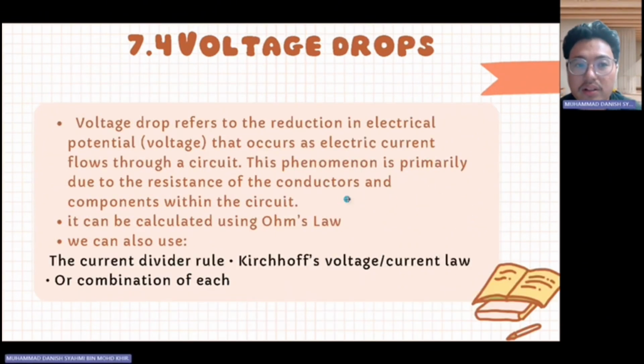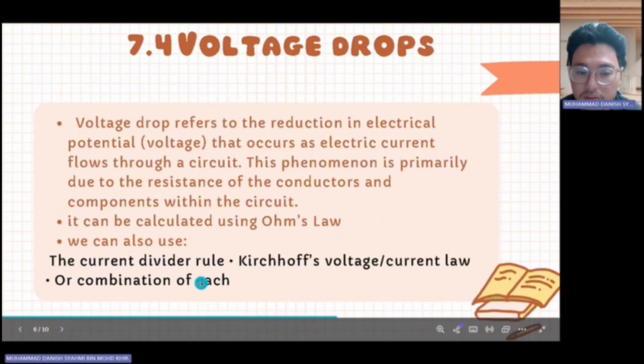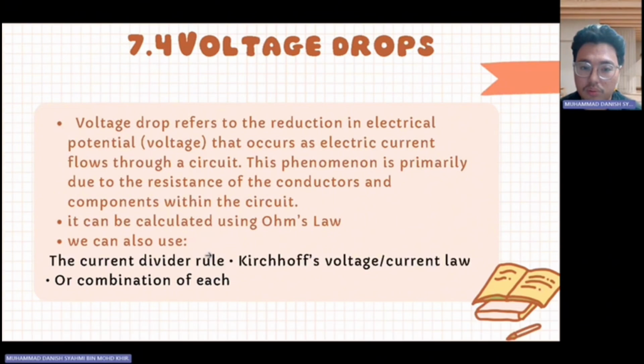Okay. 7.4, voltage drops. Voltage drops refer to the reduction in electrical potential, voltage, that occurs as electric current flows through a circuit. This phenomenon is primarily due to resistance of the conductor and components within the circuit. It can be calculated using Ohm's law or current divider rule, KVL or KCL, or a combination of each of the laws or the formulas that we know.